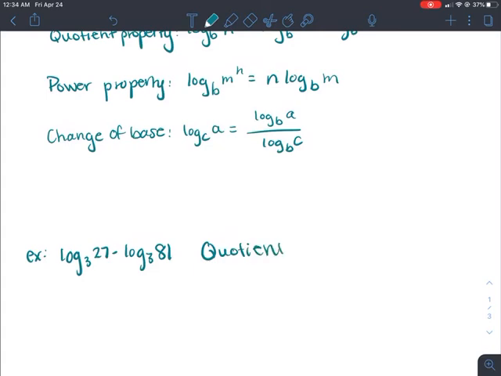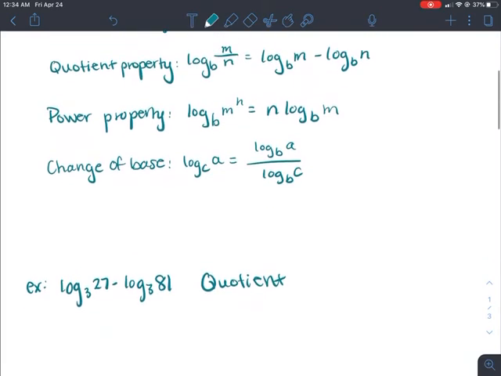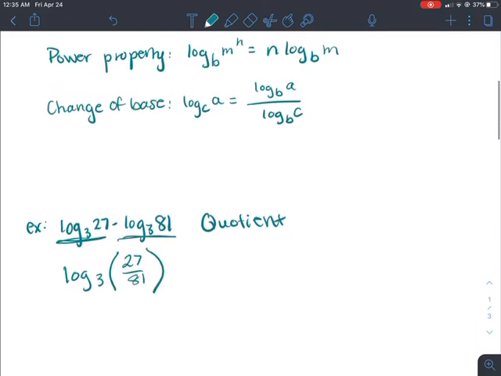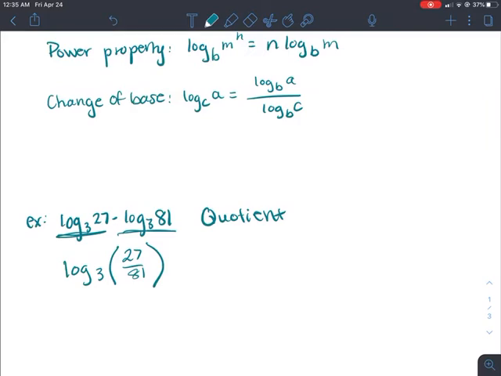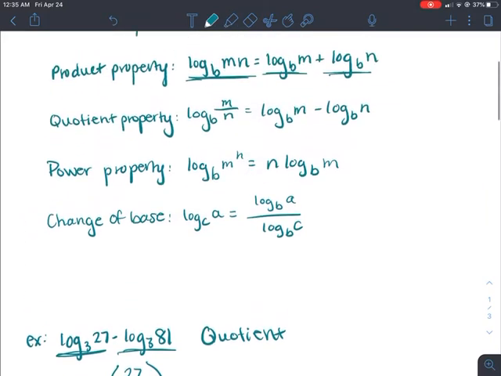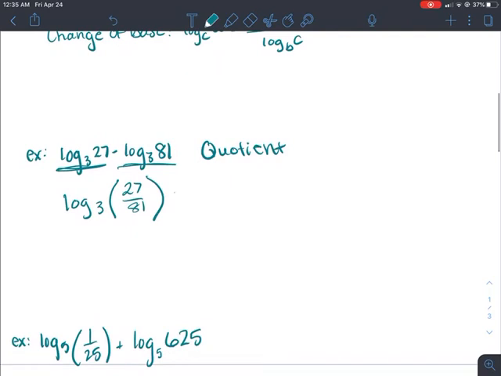I'm going to write that out for you. The quotient property says that I can combine these two into one function, so it'll be log base 3 of 27 over 81. Now you can plug 27 over 81 into your calculator, or you can reduce. In this case, I'm going to reduce, so I'm going to do log base 3 of 1/3.